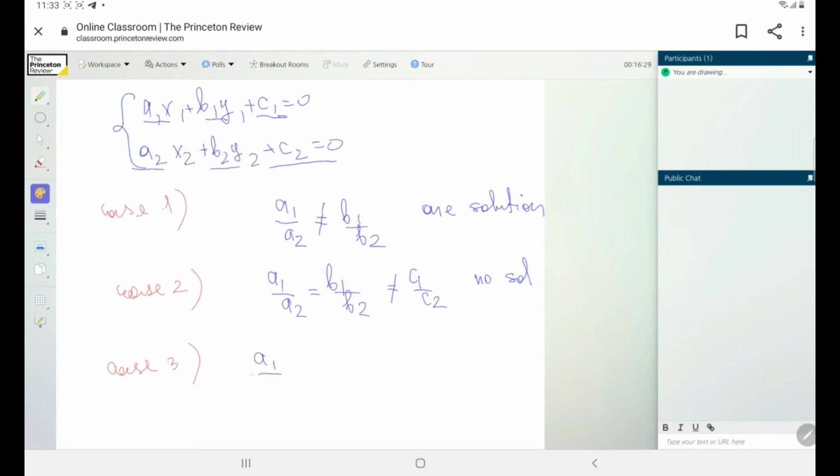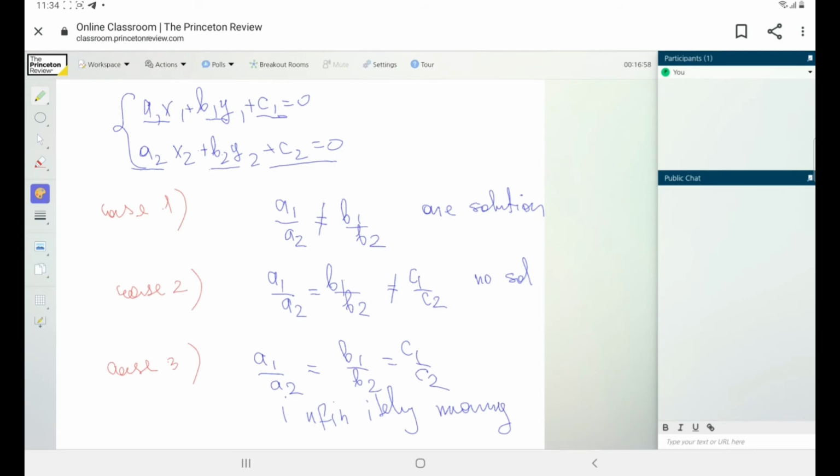If all ratios of coefficients a1 over a2, b1 over b2, and c1 over c2 are equal to each other, in this case we say that we have infinitely many solutions. Okay, and so in case 2, we can also say that this type of equation is called an inconsistent pair of linear equations.